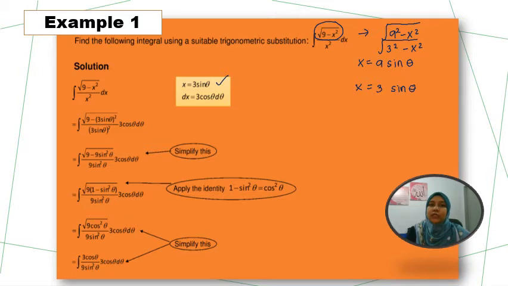Okay, then we differentiate this function of x with respect to theta. We will have dx equal to 3 cos theta d theta. And then we substitute this value for x and d theta into the original function. So the original function we have in the form of sine theta. You substitute x square, so we have x square equal to 9 sine square theta. Substitute into this. So the dx is 3 cos theta d theta.